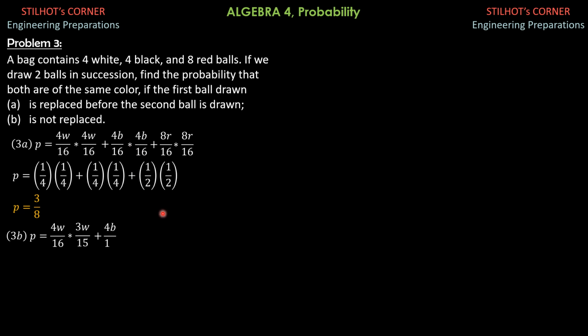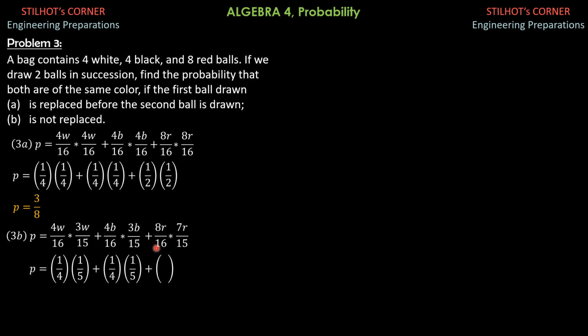If it is a black ball, then 4 black balls out of 16 times, because there are different cases, these are the different cases, 3 black balls out of 15, then plus 8 red balls out of 16 for the first draw, and for the second draw it would be 7 red balls out of 15. So the probability is 1/4 times 1/5 plus 1/4 times 1/5 plus 1/2 times 7 over 15.